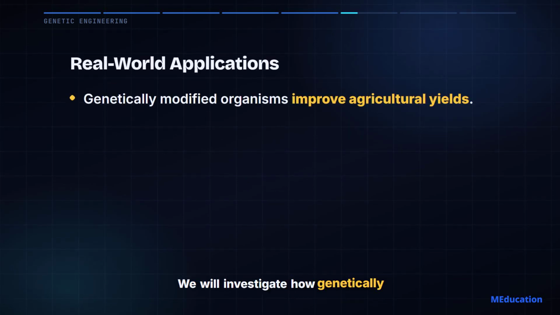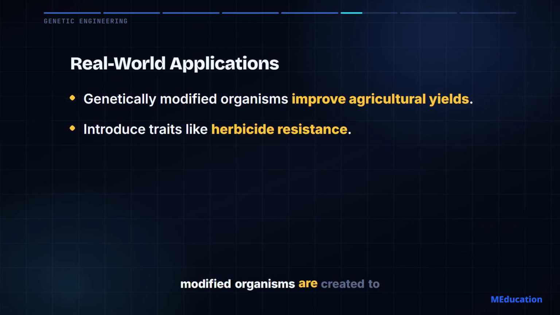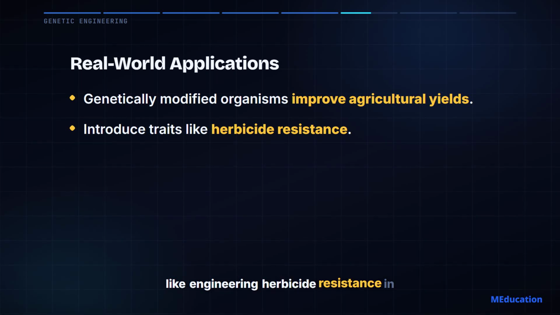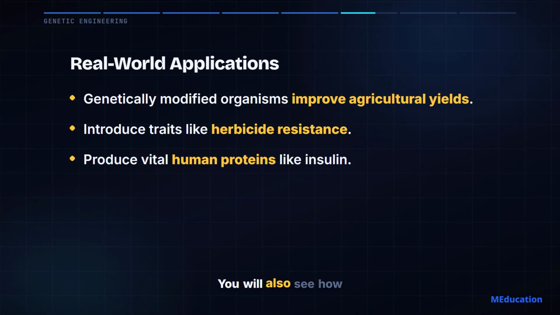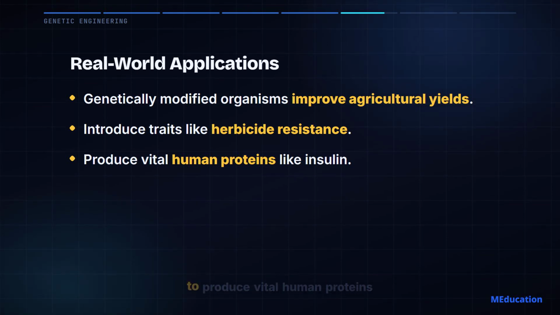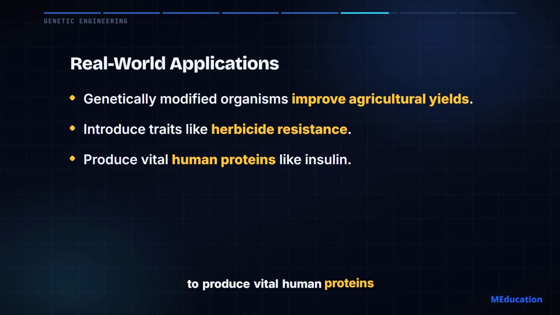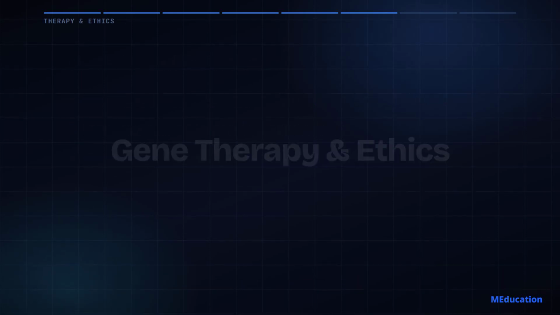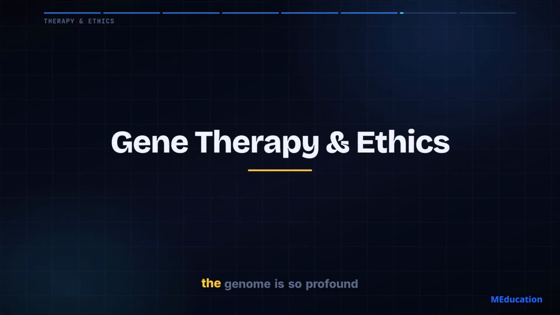All this molecular theory builds to large-scale genetic engineering and real-world applications. We will investigate how genetically modified organisms are created to improve crop yields, like engineering herbicide resistance in agriculture. You will also see how industrial microbes are genetically engineered to produce vital human proteins, such as insulin, transforming modern medicine.